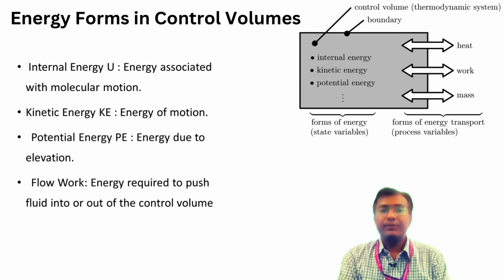Now we are going to deal with the energy forms in the control volume. In the control volume, energy exists in 4 forms. That is the internal energy, which is due to molecular motion. If the steam is at a high temperature, we say it has more internal energy. Next is the kinetic energy. It is energy from the fluid motion. For example, if air is speeding through a nozzle, it gains kinetic energy.